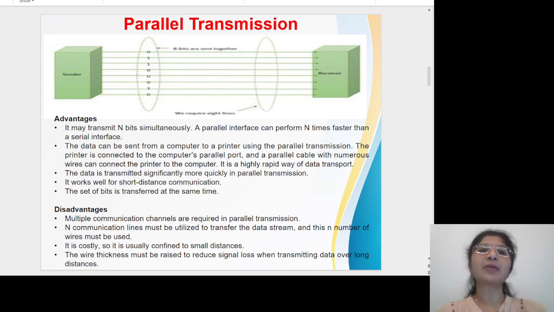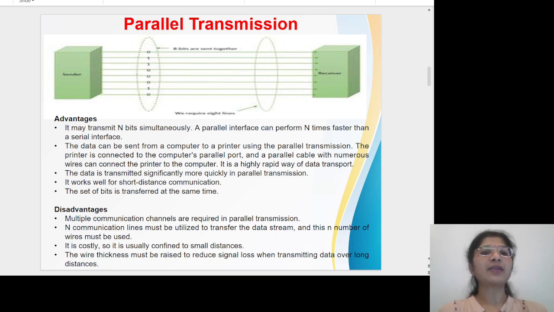The advantages are more than serial transmission. It may transmit n bits simultaneously. The data can be sent from computer to printer using the parallel transmission. The data is transmitted significantly more quickly in parallel transmission, but it works for short distance only, and a set of bits is transferred at the same time.